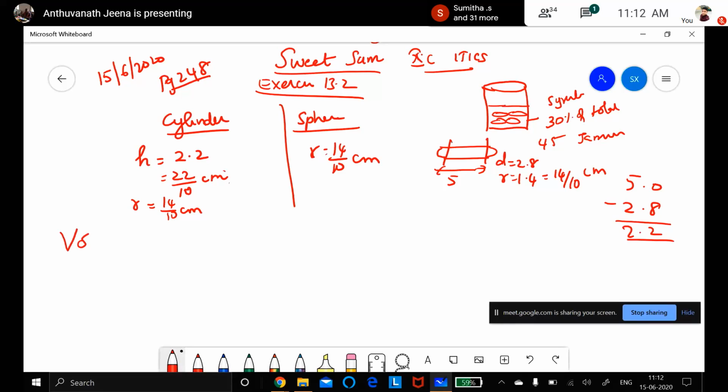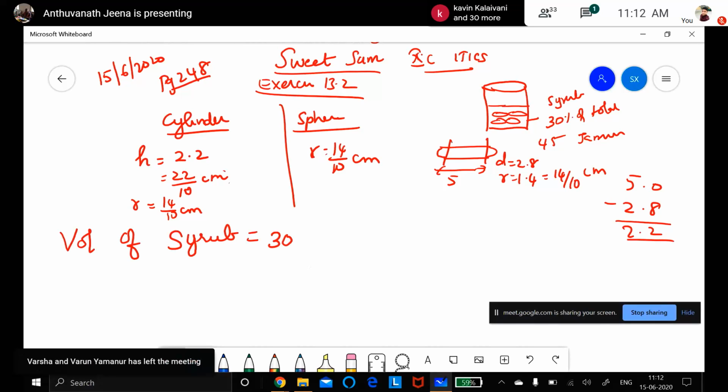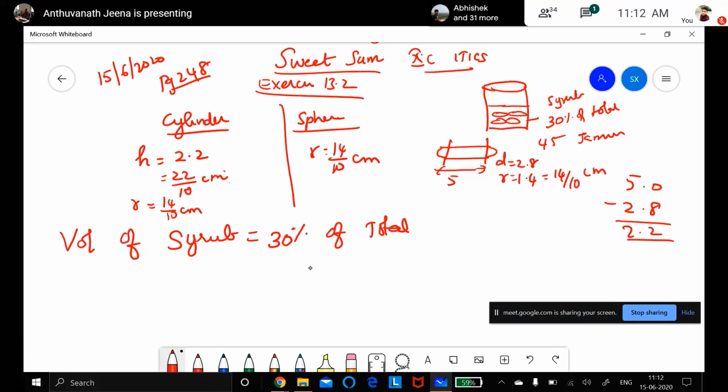They are asking for the volume of syrup. So volume of syrup is 30% of the total volume.